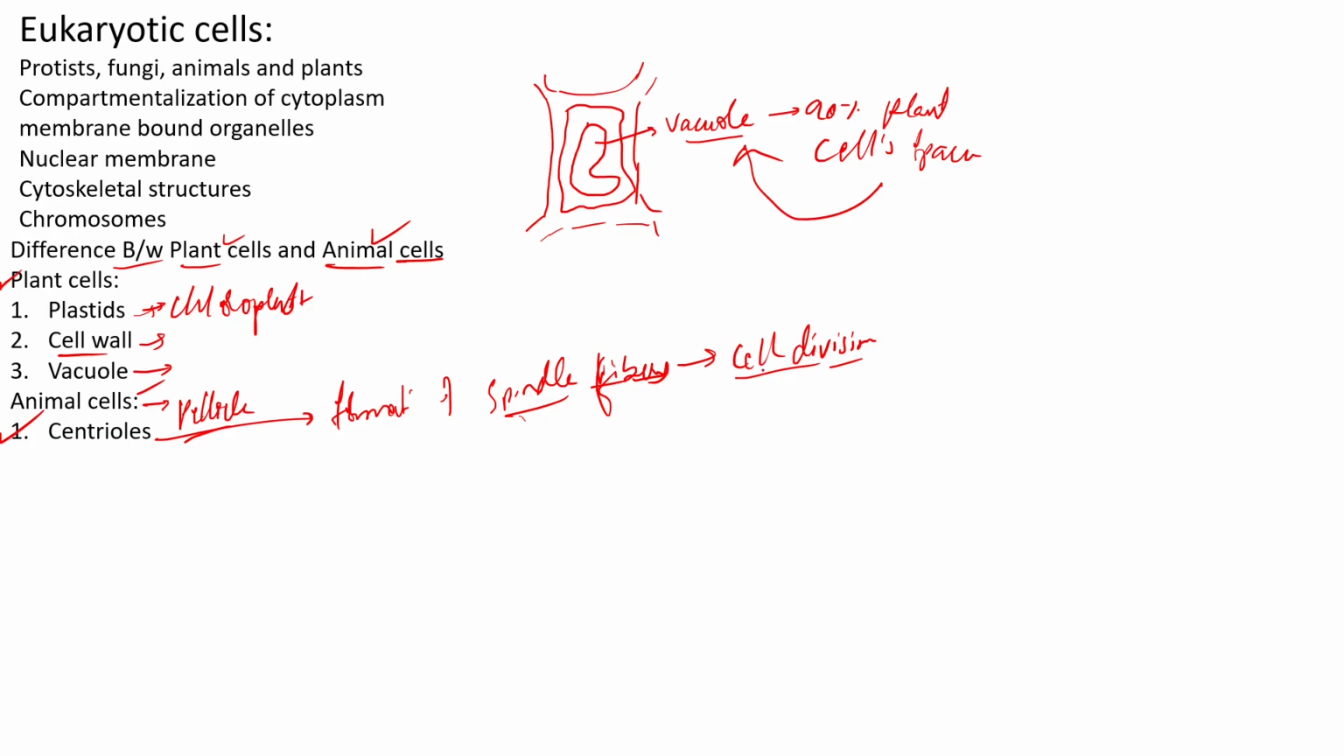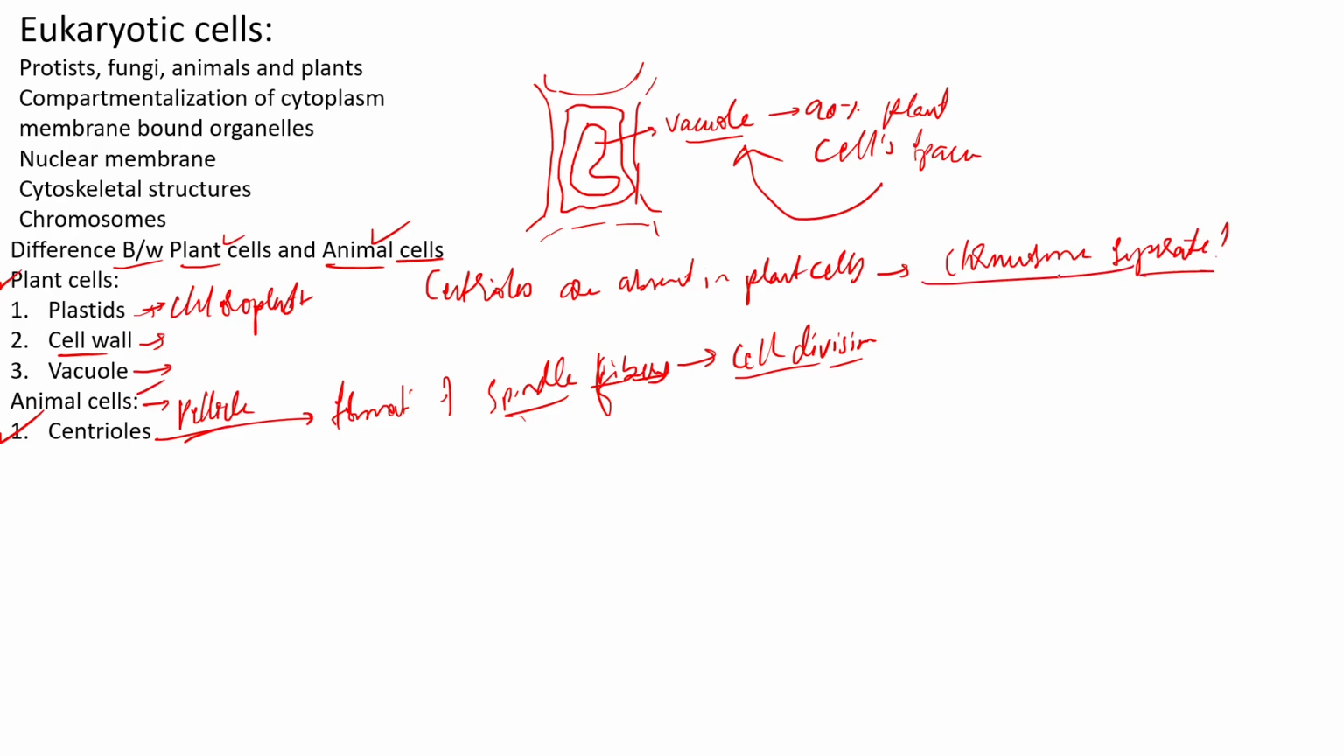Then obviously the most fundamental question that you may expect is: if centrioles are absent in plant cells, right, then how do the chromosomes separate? How do the chromosomes separate? This is a very interesting question that you may ask, right? The answer is quite complicated, and also it is quite high level to explain over here.